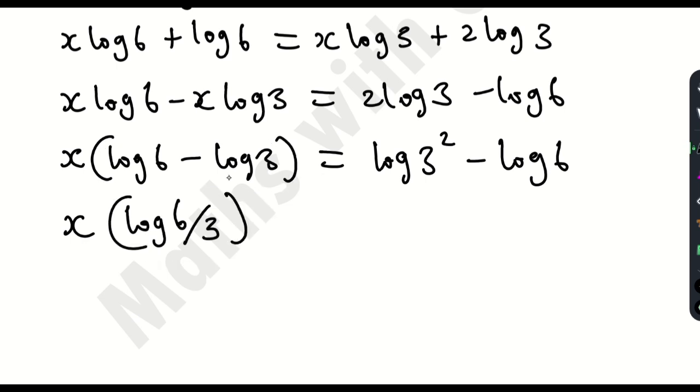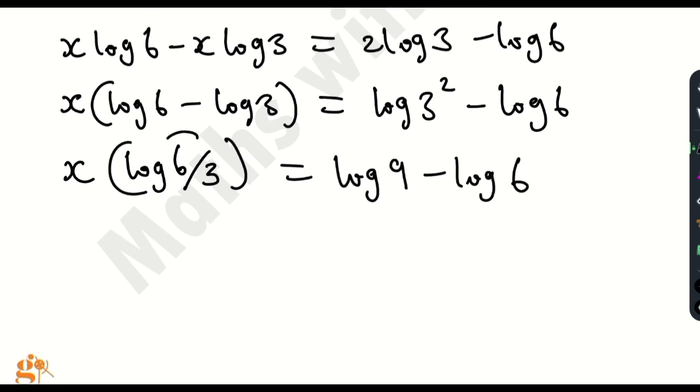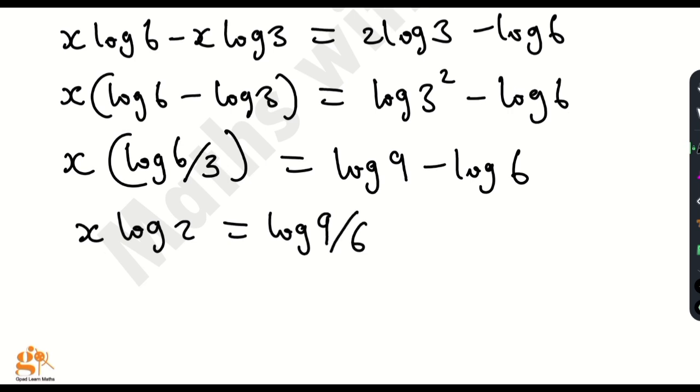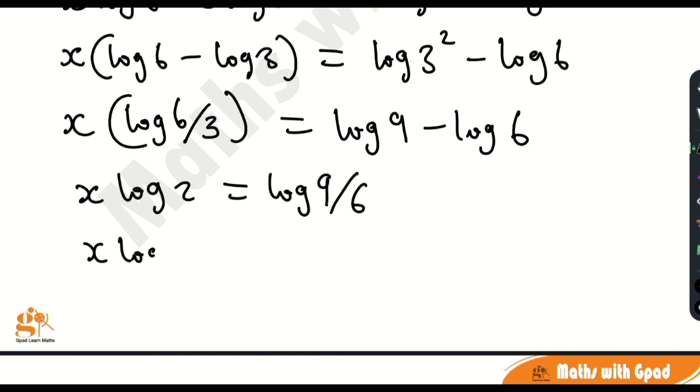You can wrap this in a bracket. This should be equal to 3 raised to the power 2 is 9. So that would be log 9 minus log 6. So here, 6 divided by 3 is 2. So it's going to be x log 2 is equal to log 9 minus log 6. I'm going to apply that law of logarithm that has to do with subtraction. That's the division law of logarithm. So it's going to be log 9 divided by 6, like I explained earlier. Okay, so that's x log 2 is equal to log of 9 divided by 6.